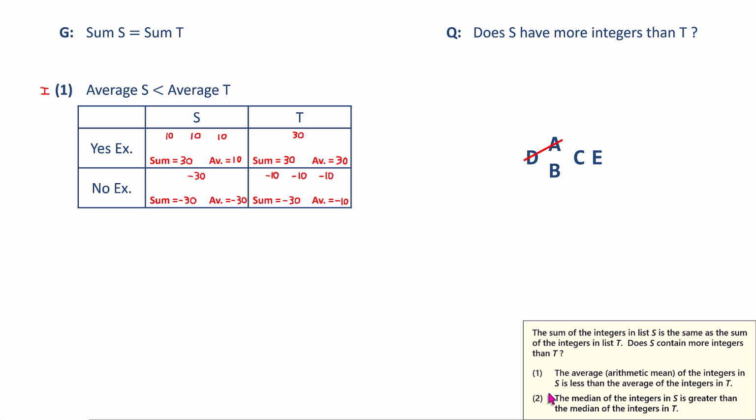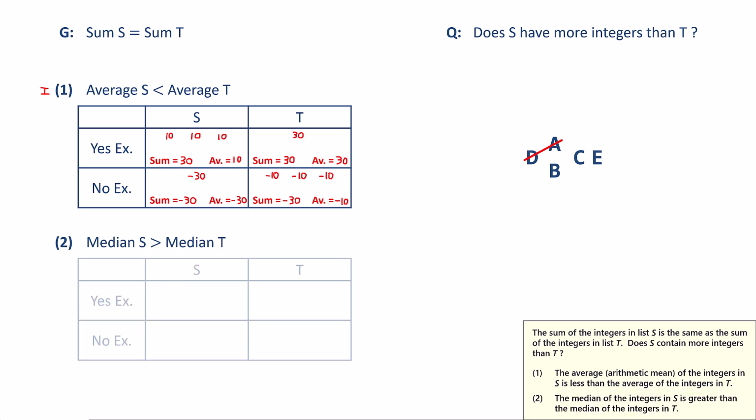As for statement 2, it tells us that the median of the integers in S is greater than the median of the integers in T. So let's write 2, median S greater than median T. Once again, evaluating the statement will involve looking for examples. And we don't want to reinvent the wheel here, so let's try to base the examples for this new statement on the ones we used for statement 1.